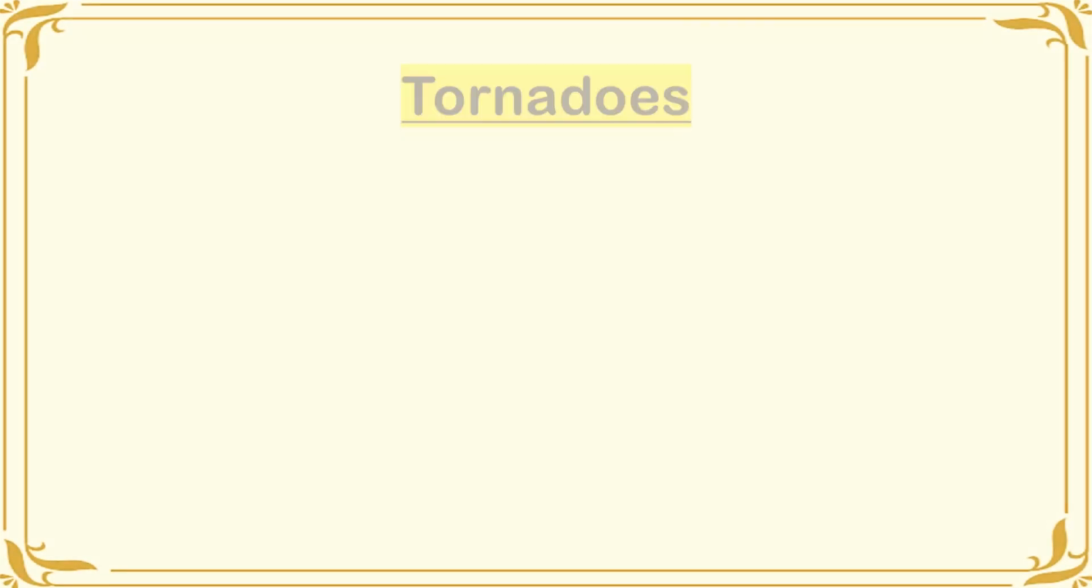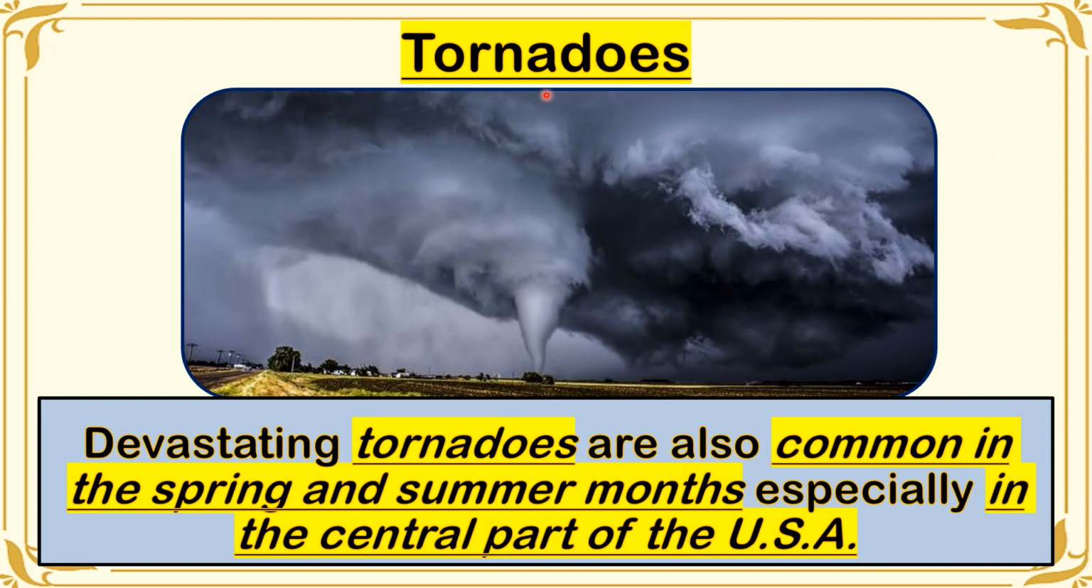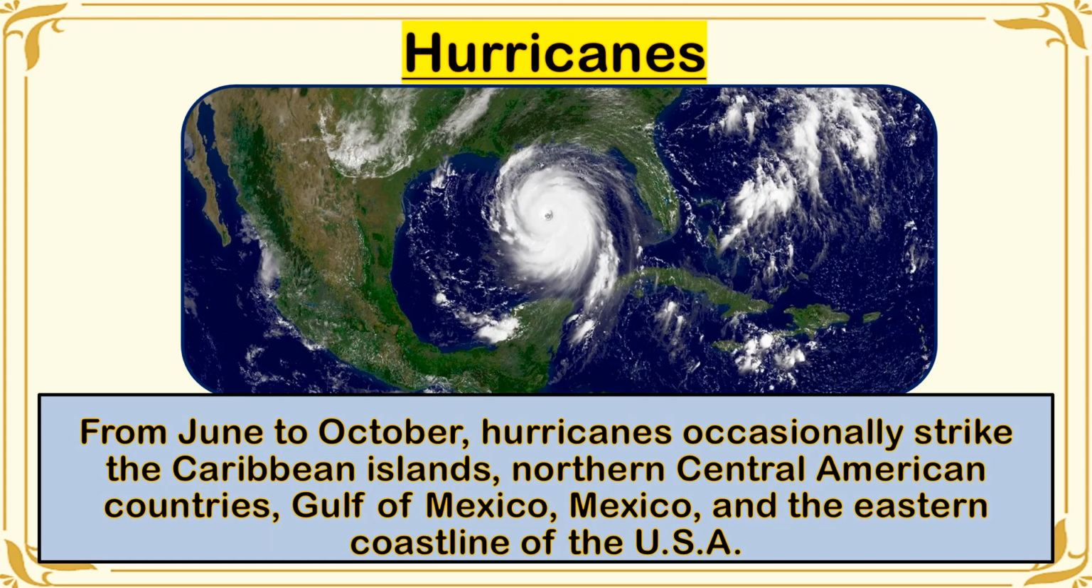Tornadoes. So this is how a tornado looks like. Devastating tornadoes are also common in the spring and summer months, especially in the central part of the USA. Next is hurricanes. From June to October, hurricanes occasionally strike the Caribbean islands, northern Central American countries, Gulf of Mexico, Mexico, and the eastern coastline of the USA.